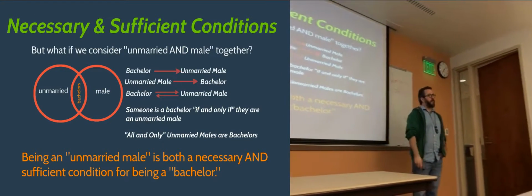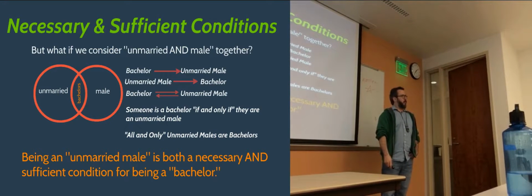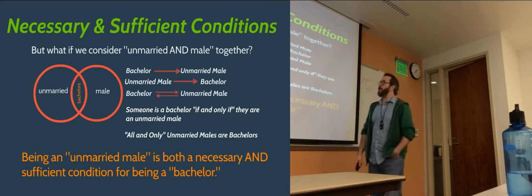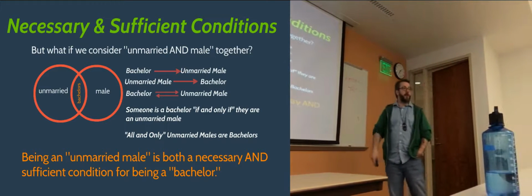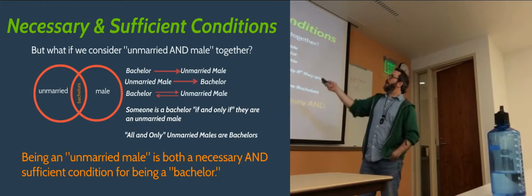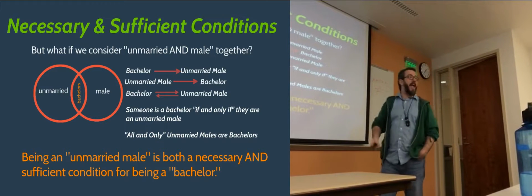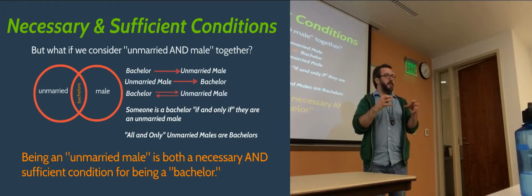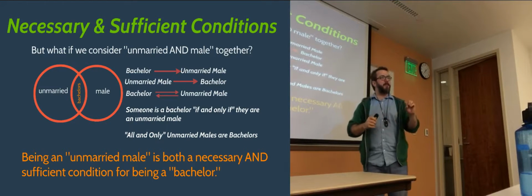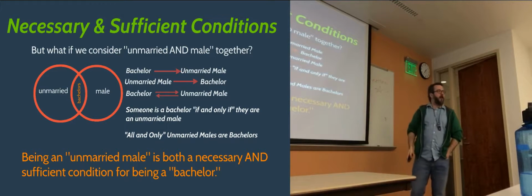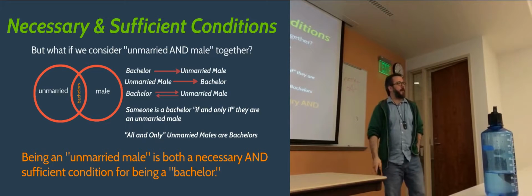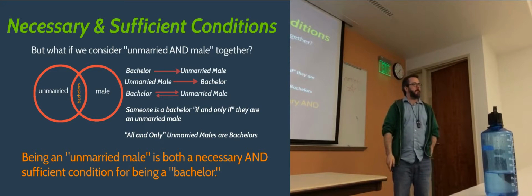What if we get both necessary and sufficient conditions? Ooh. This is a possibility. Instead of talking about unmarried and bachelor, or male and bachelor, what if I consider the relationship between unmarried and male together, all of the things that are both unmarried and male, and that relationship to bachelor? If somebody's a bachelor, are they automatically an unmarried male? If I said, Adam's a bachelor, you'd be like, that means he's an unmarried male.